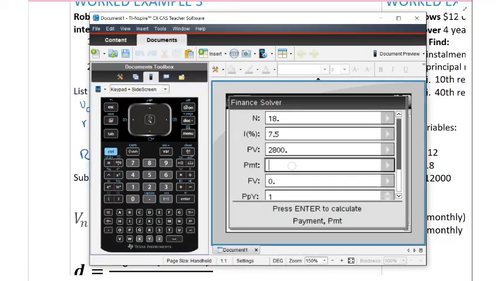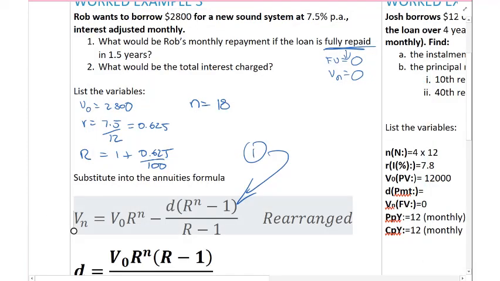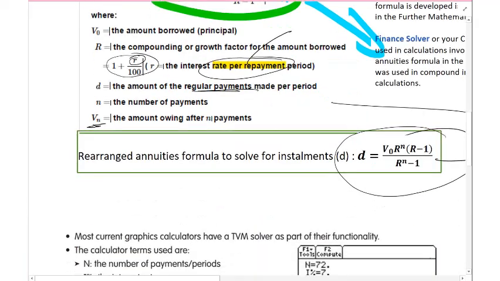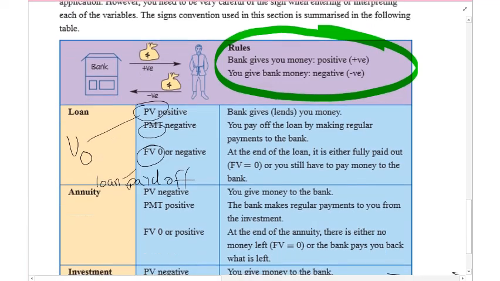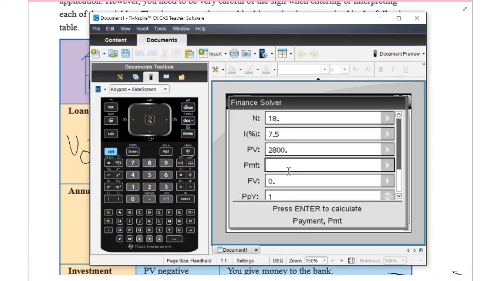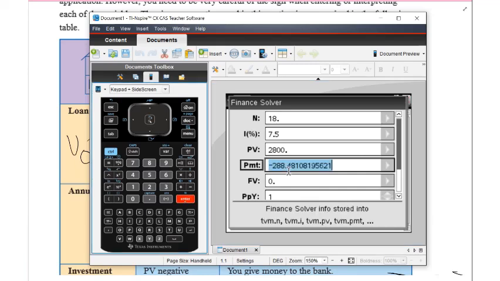And now I go payments, I go PMT. Now here's a point you need to be careful of. I want to borrow 2,800. If I'm borrowing, so it's a loan, my PV is going to be positive. And it means my payment should be negative because my FV, my final value, is 0. Okay, so if I go enter, what do I find?